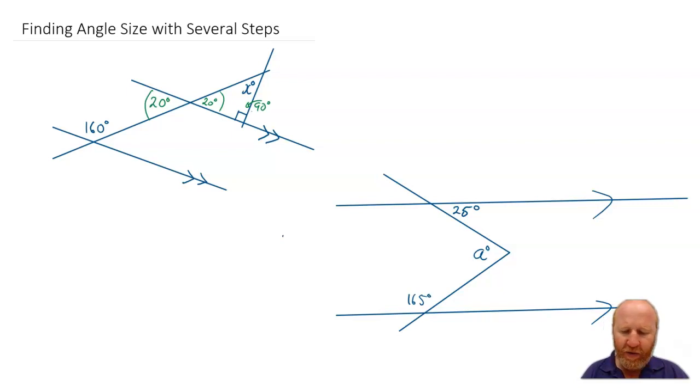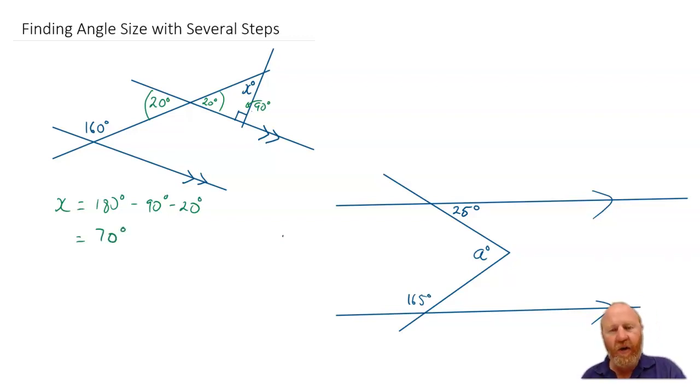In this case, we're able to just go through and say, well, it's 180 degrees altogether, so x must be equal to 180 minus 90 minus 20, and that's 70 degrees.